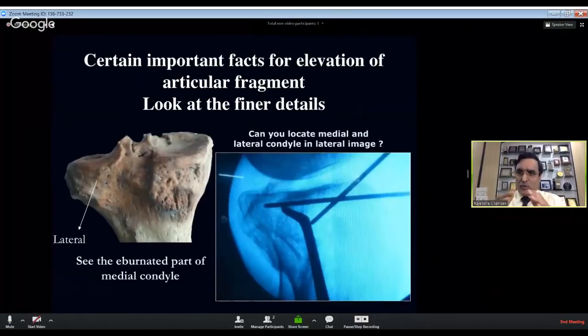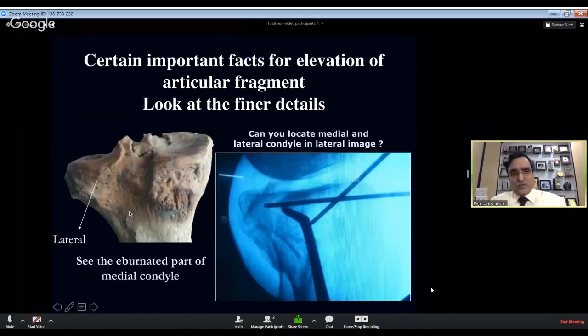Friends, we have noted various types of depressions in tibial plateau. There are certain important facts for elevation of these articular fragments. Look at the finer details. I would like to share certain images. Look at this tibia posterior aspect very carefully, and you will find the medial part is more hibernated, more proud. And how does it matter? Because here, if you put a posterior plate for buttressing, this part is well buttressed, but here there will be no pressure. So many times for posterior W type of posterior column fractures, I'll be coming to that in detail.